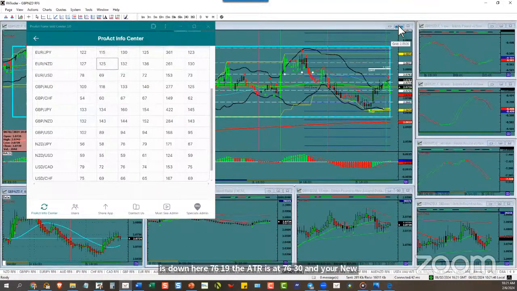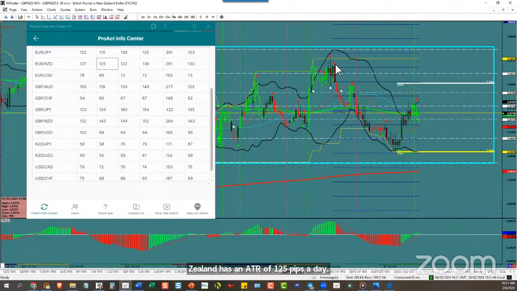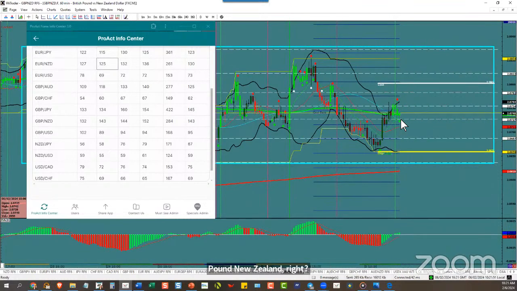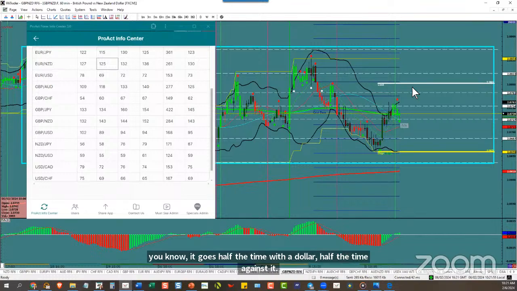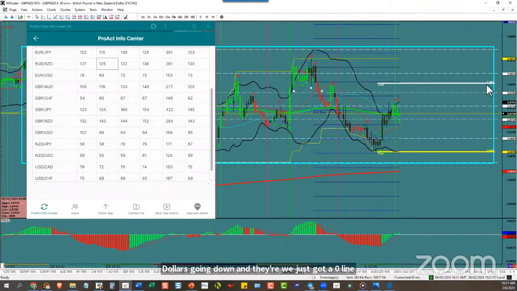Pound New Zealand, all right, we initially started up, and it goes half the time with the dollar, half the time against it. Dollar's going down, and we just got a zero line break to the upside. The target is up at 2.0802, so 2,800 basically. And Pound New Zealand has 143 pip ATR.